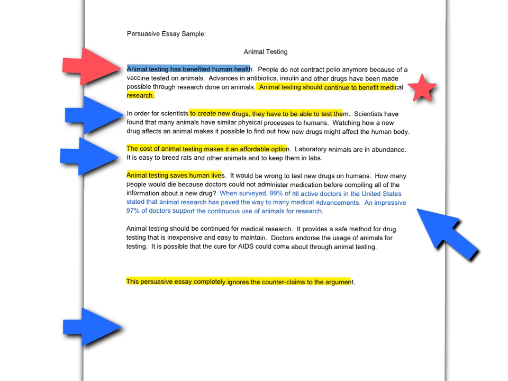The next thing they talk about is the cost of animal testing makes it an affordable option. The last thing that they look at is animal testing saves human lives. The part I want to look at here is actually this part right here in the blue, where it says, when surveyed, 99% of all active doctors in the United States stated that animal research has paved the way for many medical advancements. That's great information, but they don't give us any citation.